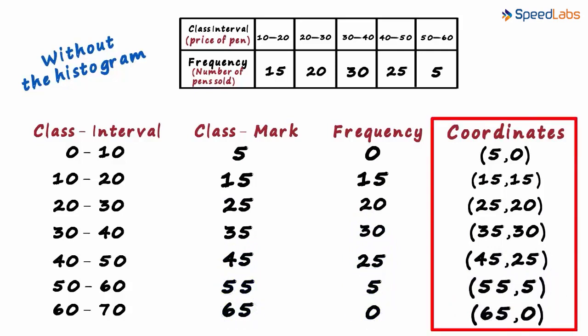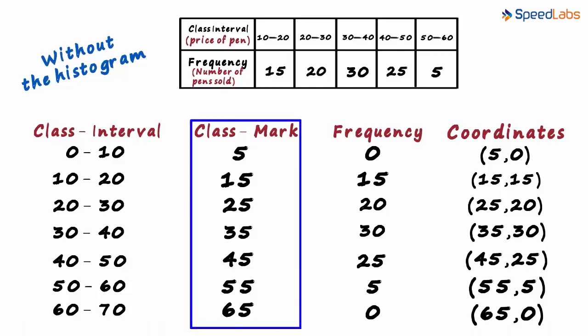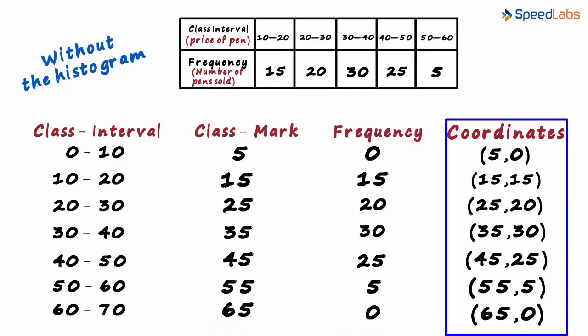With the following coordinates, we can easily draw the frequency polygon using the graph paper. The polygon will look exactly like the one we had drawn previously. All we had to do was find the class marks of each interval and then the coordinates.